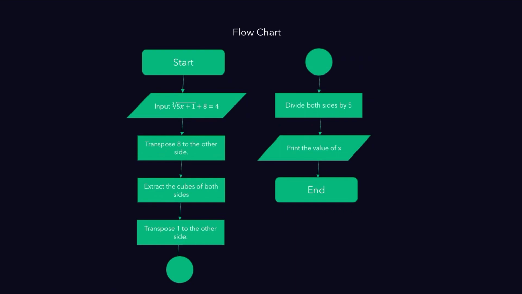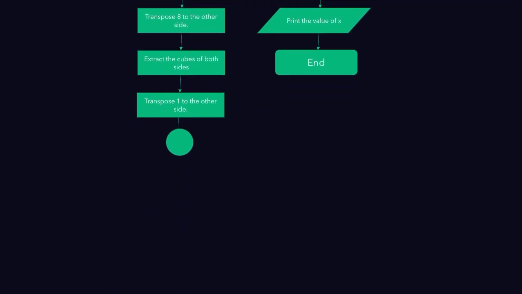Input the cube root of 5x plus 1, plus 8, is equal to 4. Transpose 8 to the other side. Extract the cubes of both sides and transpose 1 to the other side. Divide both sides by 5 and print the value of x.